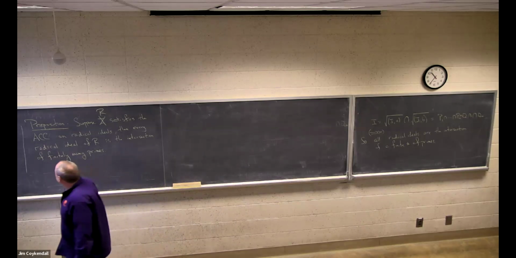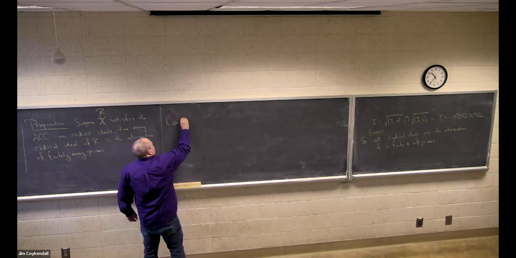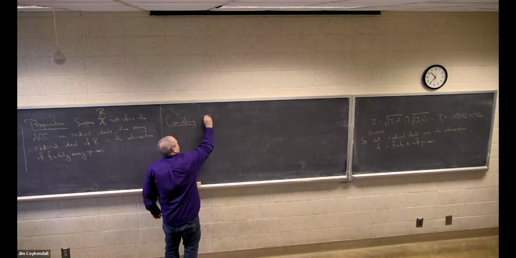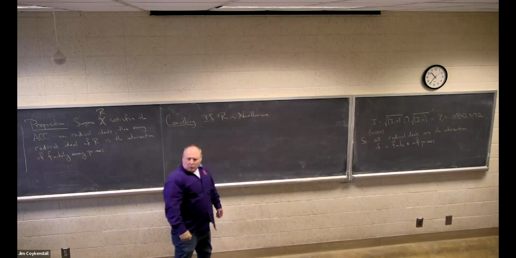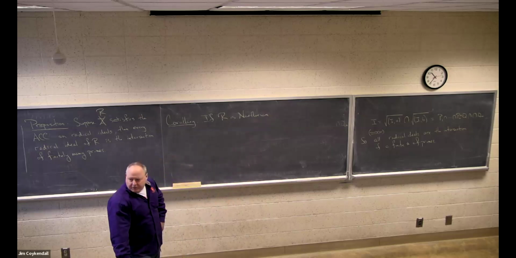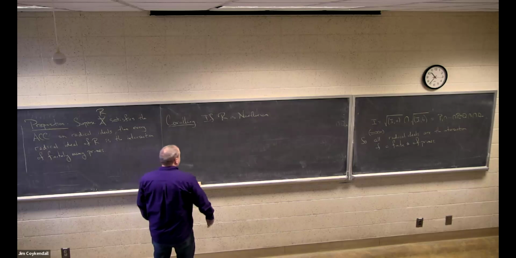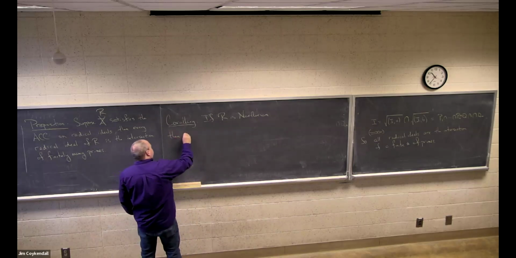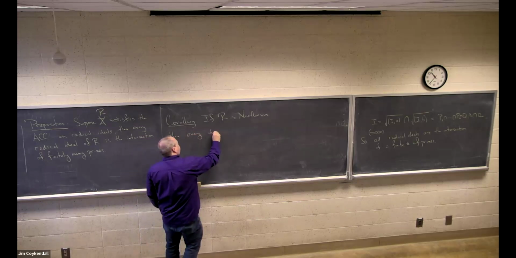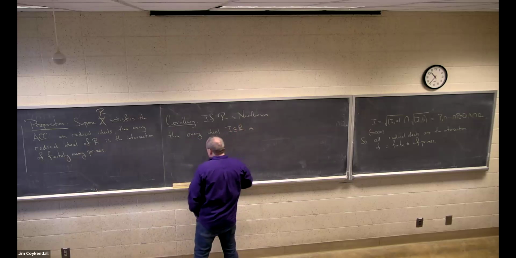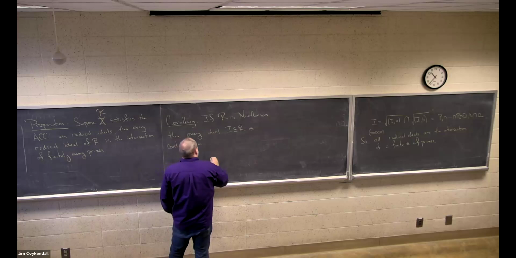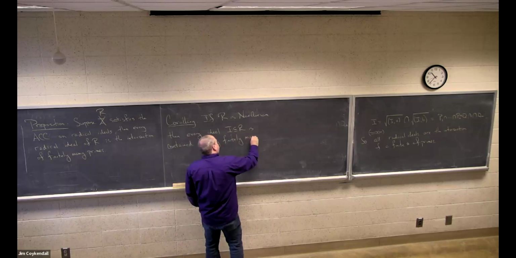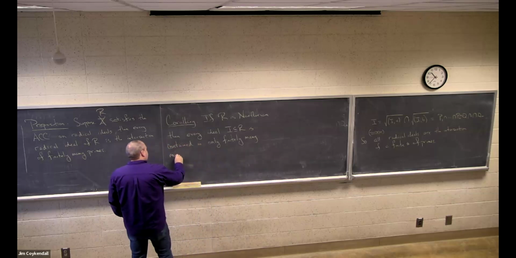Let me give you a corollary. If R is Artinian, and of course this is ACC on all ideals, but I bring this up because Artinian is one of the most important classes of rings, then every ideal is contained in only finitely many minimal primes.